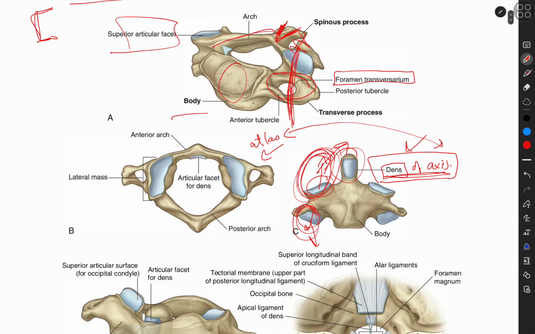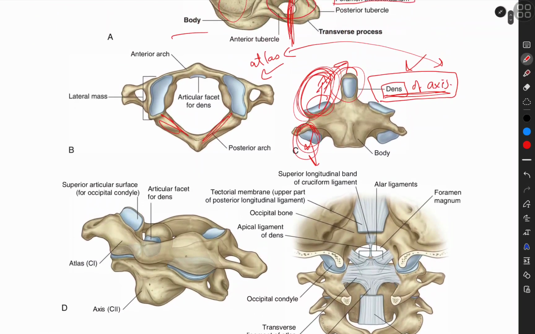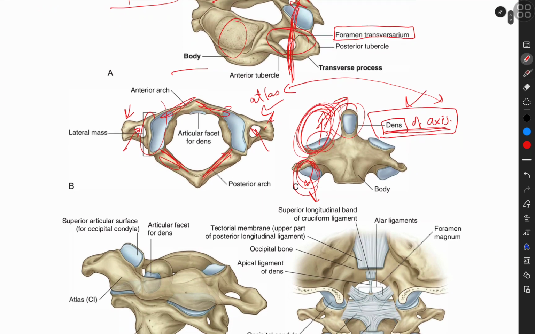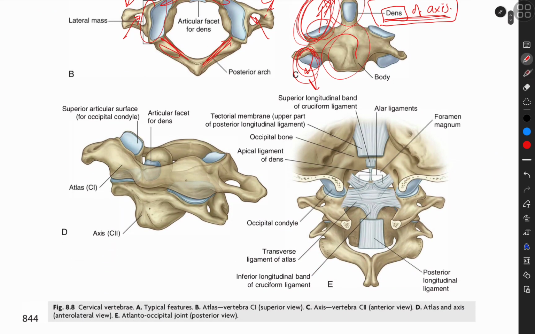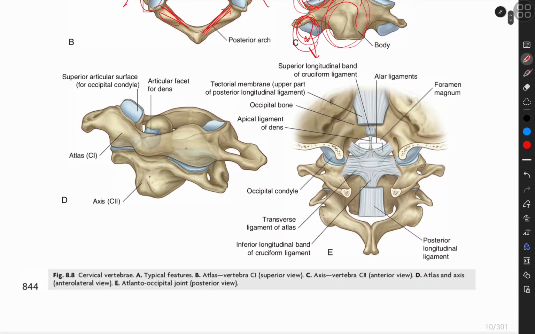Okay, so this is the body, that is the arch. No, not this. This is the arch. Here is the arch. Posterior arch, anterior arch, lateral mass, transverse processes, and foramen transversarium. And this is easy. That's the body of the axis, with the dens.